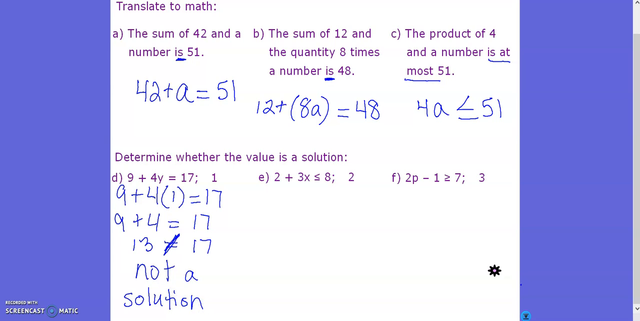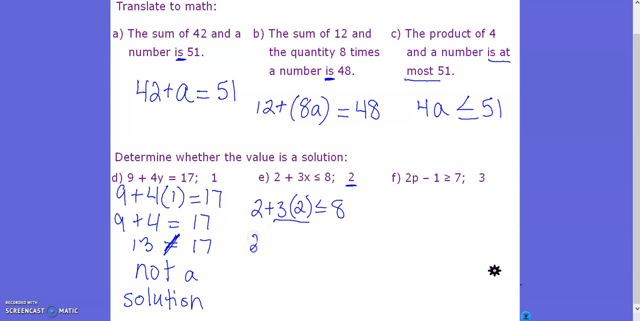All right, letter E, we're going to plug in the value of 2. So we have 2 plus 3. Plug in 2. Now make sure, and I like to plug in my values with the parentheses, so I recognize that this number here isn't 32, but it is 3 times 2.